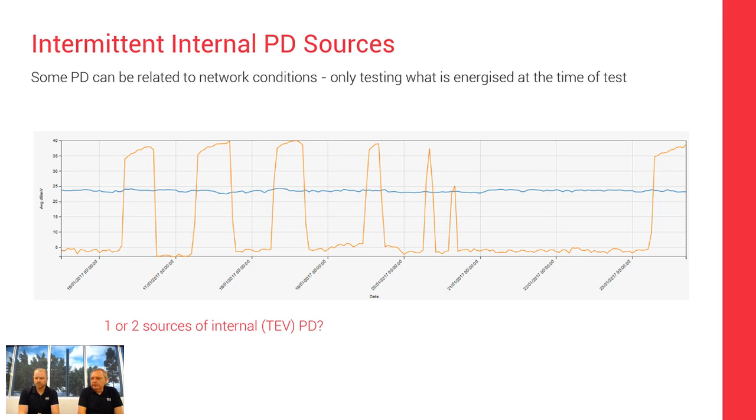So let's look at a couple of examples. This is one where we've got two sources of TEV depending on the time that you're testing. The blue line is a nice constant source of partial discharge activity, and the orange line is a higher one that's coming in and out based on either network conditions or loading or something of that nature. You can see that one is going up to higher levels of activity when it is active. So depending on the time of day that we're testing or which day we're testing, we could miss that orange source of activity.